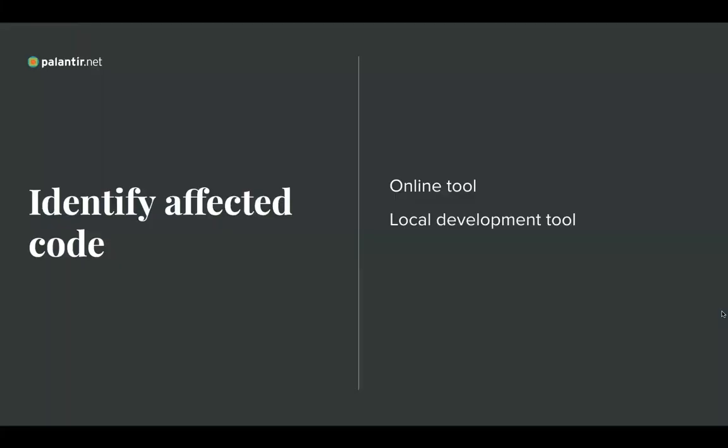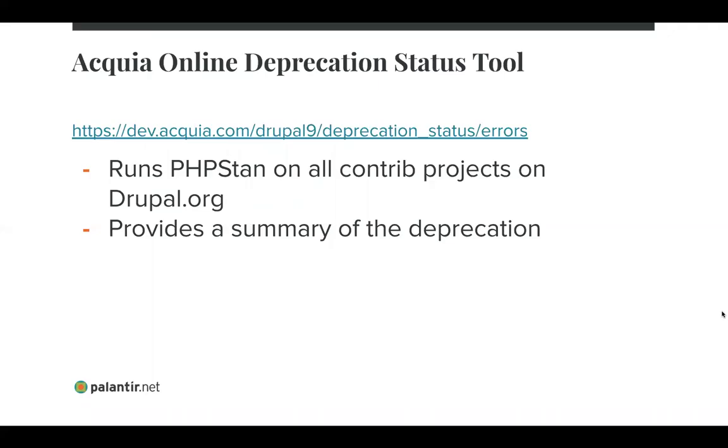You'll need to apply the update, and then you probably need to test the update. In terms of identifying the affected code, there are a few different ways. One of the ways that's available is sitting beside that link that I had sent before. Acquia has this tool that you can use to scan contributed code. It uses PhpStorm, which is a tool that analyzes code, and then it'll scan all the contributed projects on Drupal.org and provide a summary of those deprecations.